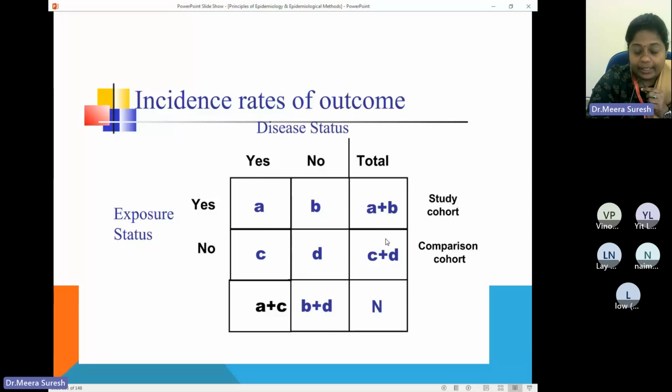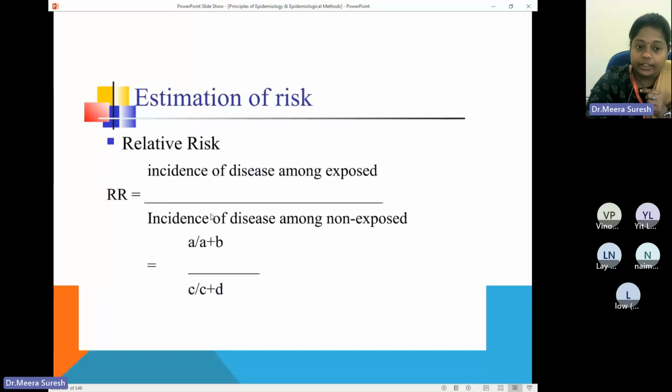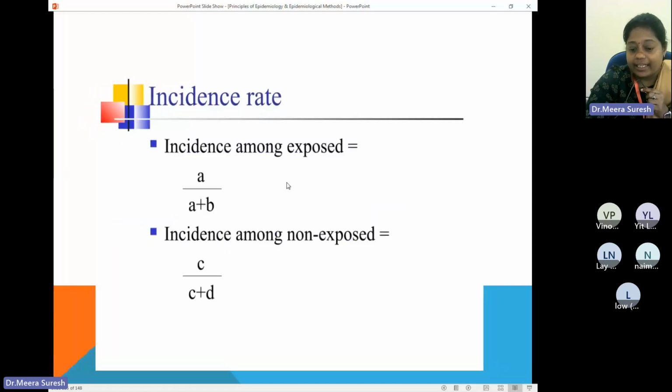We are not going into these mathematical calculations. This will be the formula that is used to calculate the incidence rate. I'm also not going to get into this, but you can just assume, because you know the formula for calculating incidence: incidence will be the number of cases that are developing divided by the population at risk. So from this earlier table, we will understand this is how it's A by A plus B. That is the incidence among exposed.